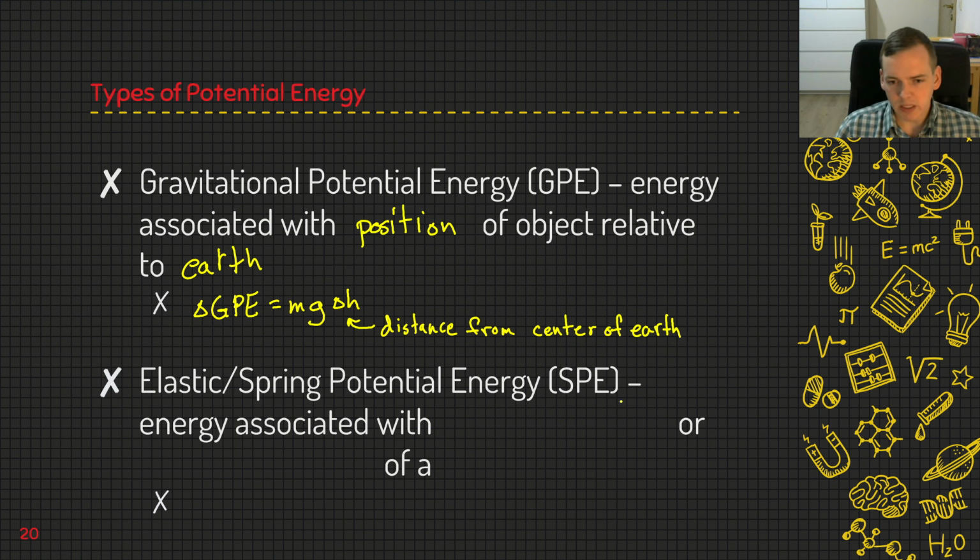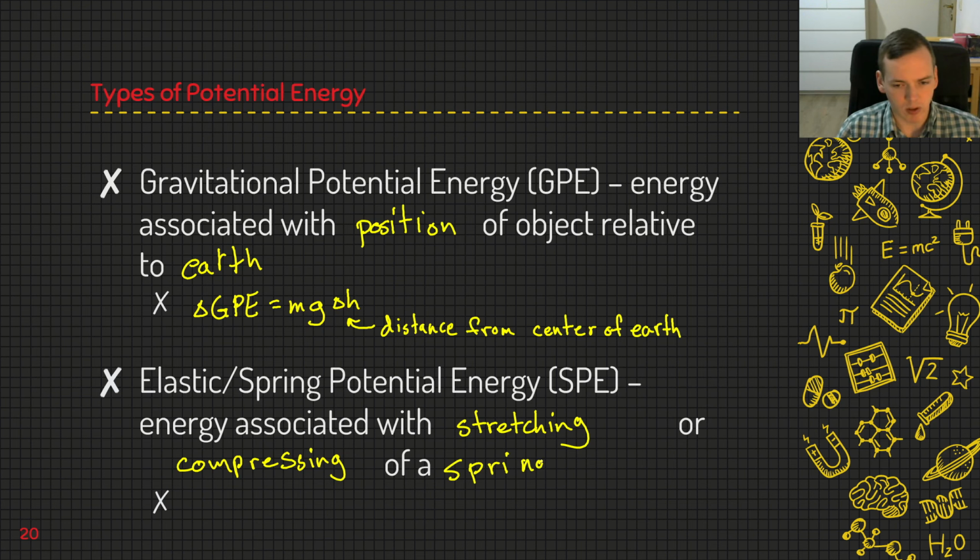Next, we have elastic spring potential energy. This is the energy associated with the stretching or compressing of a spring or something else that can stretch or compress. The change in the spring potential energy, or the change in the elastic potential energy, is equal to 1/2 k, and I'll talk about k in a second, times the change in x squared. This one's really weird. We'll probably talk about it in class directly.